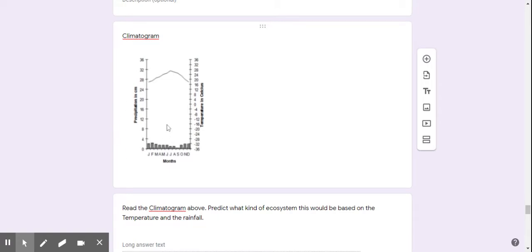So let's look at the temperature. The lowest point in my temperature is going to be coming up around here, and that's going to be around 18 degrees Celsius. And my highest one is going to be around 28 degrees Celsius. So that's actually pretty hot. In case you guys were not aware, that's a pretty hot temperature.